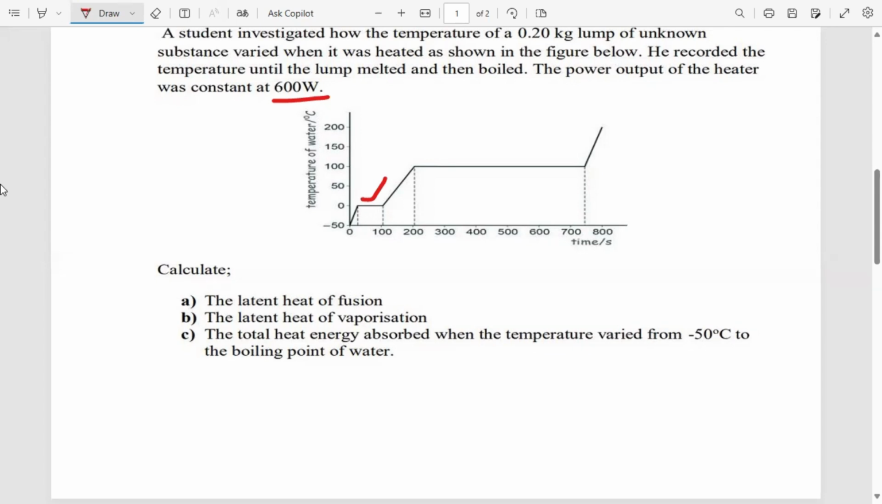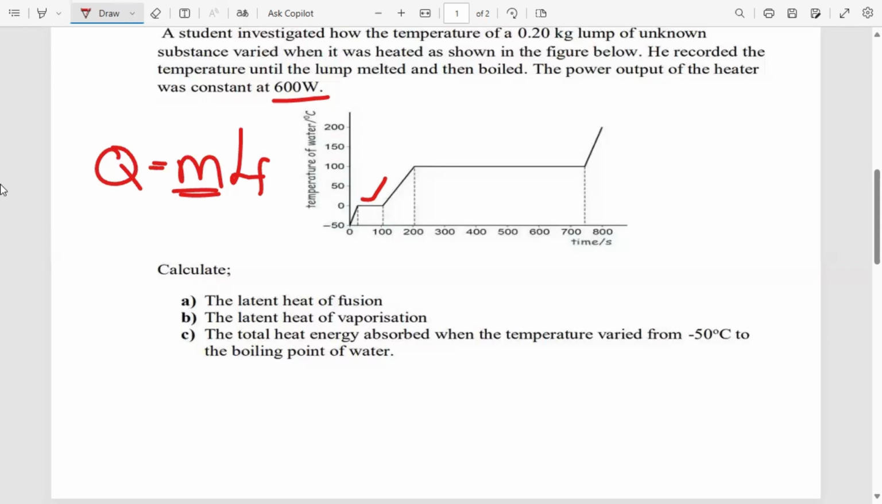Now, if we want to calculate the latent heat of fusion, what are we supposed to find first? We are first supposed to find the thermal energy that is absorbed to convert this ice into liquid water. So we're supposed to calculate the Q. And when we calculate the Q, we know the formula for latent heat: the Q that is absorbed is equal to mass multiplied by latent heat of fusion. So if we want to find the latent heat of fusion, we're going to use the mass and the thermal energy that is absorbed. So how are we going to calculate the thermal energy that is absorbed?